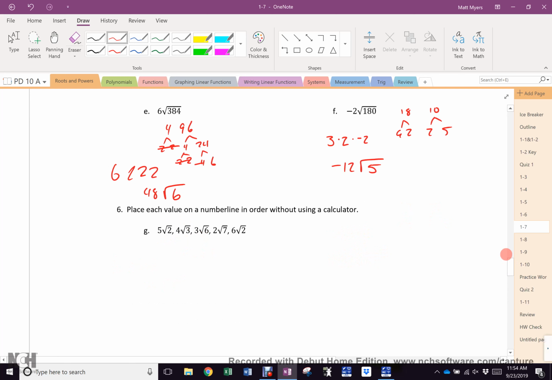If I say negative 12 root 5, I mean it's a square root. Anything else, you say it. Negative 12 cube root 5. Negative 12 fourth root 5. Harry.